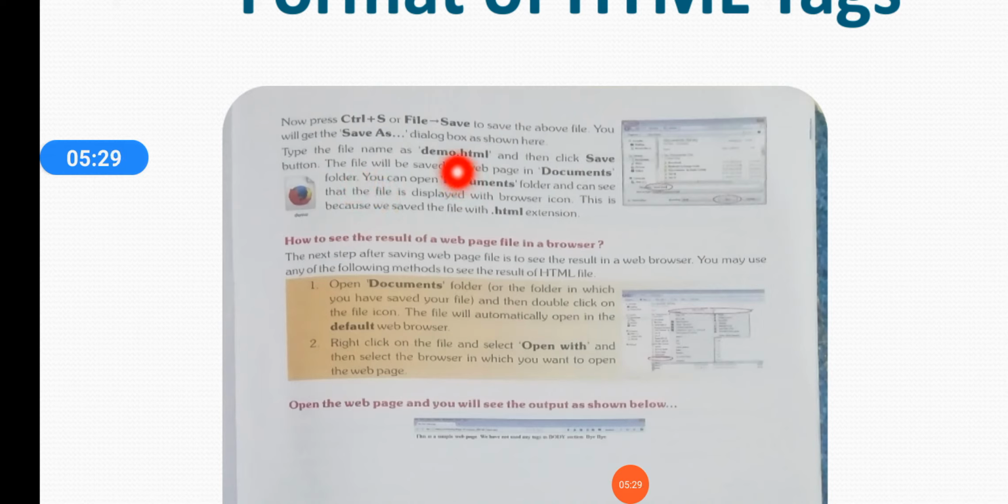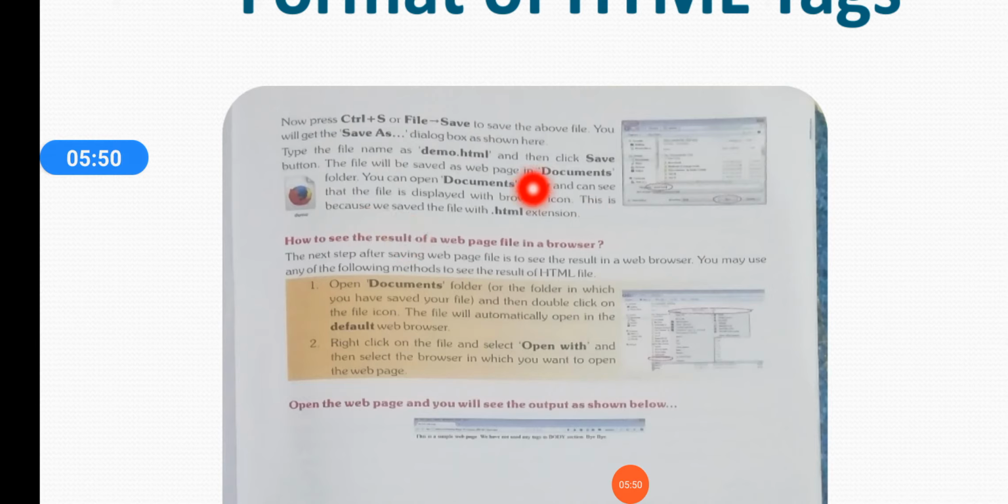Now see here, the extension is there, so you have to save the file with the extension .html. Then click the save button. The file will be saved as a web page in the documents folder. You can also open the documents folder and see that the file is displayed with a web browser icon. This is because we saved the file with the .html extension.